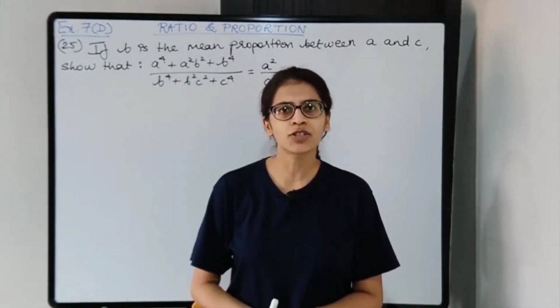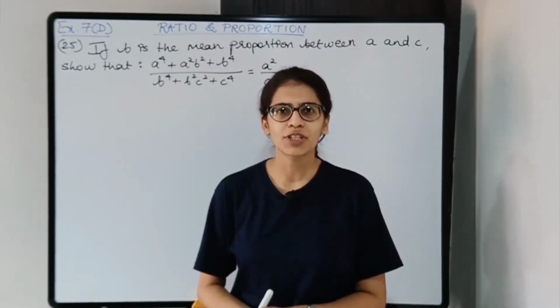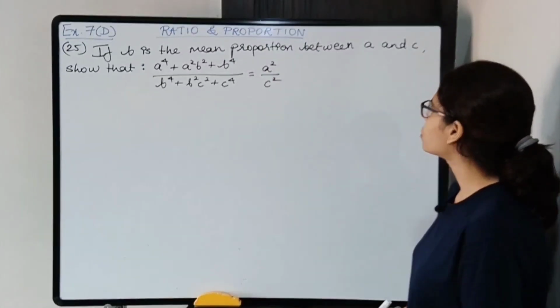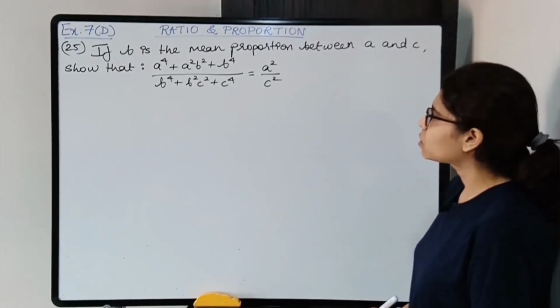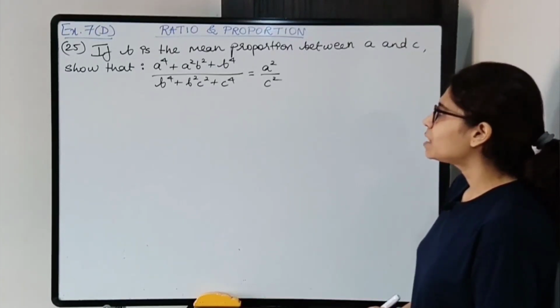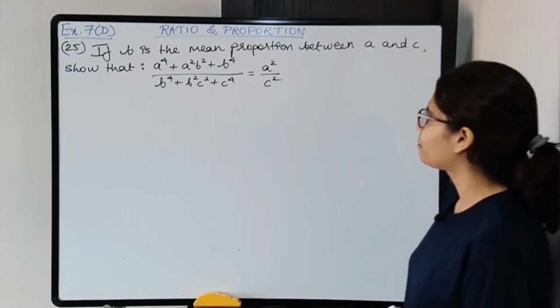In this video we'll continue with exercise 70 from chapter Ratio and Proportion. So coming to question number 25. If B is the mean proportion between A and C, show that A raised to 4 plus A square B square plus B raised to 4 upon B raised to 4 plus B square C square plus C raised to 4 is equal to A square upon C square.